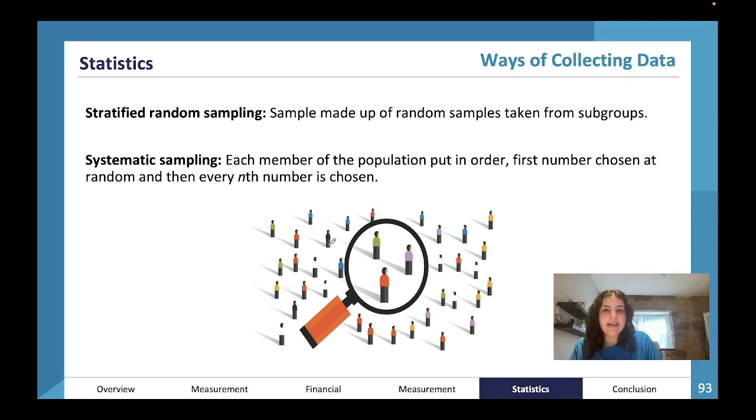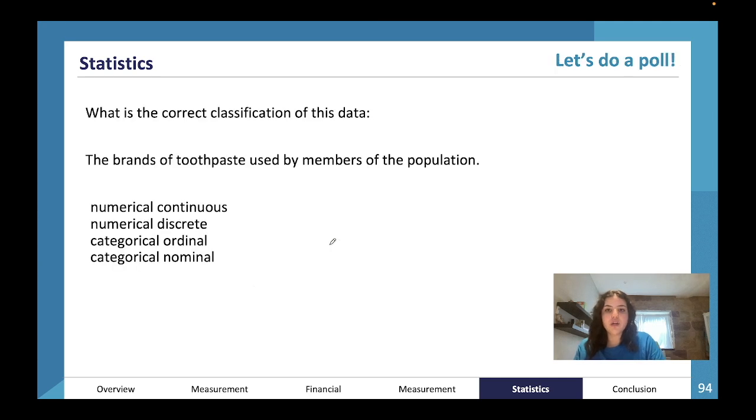Systematic sampling is when everyone gets put in order and then every certain number of person is chosen. So let's say you have a roll of people that are alphabetical and every 5th student is chosen to be part of the sample. So what is the correct classification of this data?